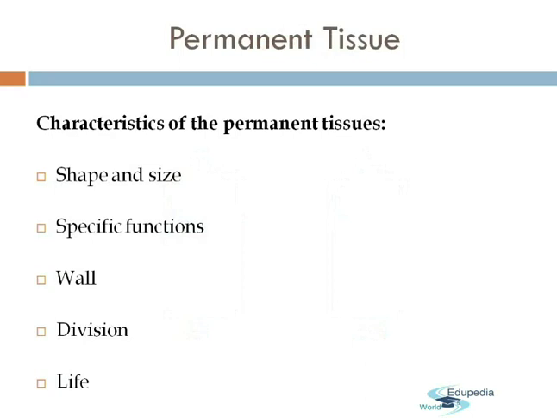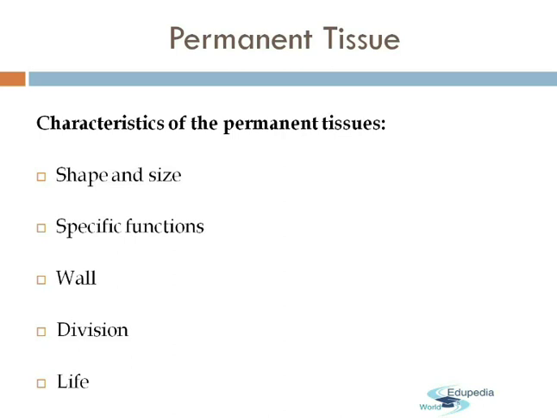Now let's proceed to the permanent tissues. First, let us discuss the characteristics of the permanent tissues. Shape and size. How do these permanent tissues look? The cells have attained a definite shape now, and the size does not alter afterwards. Specific functions. As I have told you before, the meristematic tissues later on form the permanent tissues, but when they do, they have a specific function.